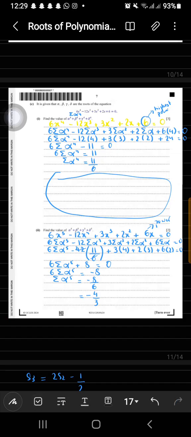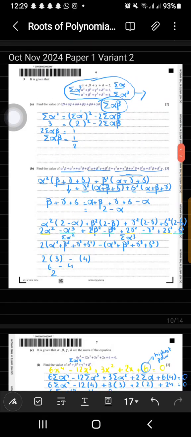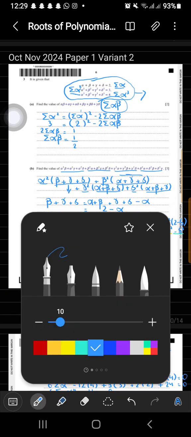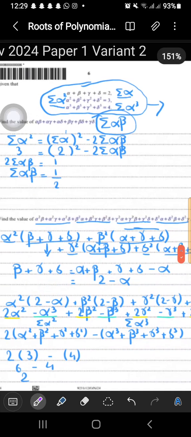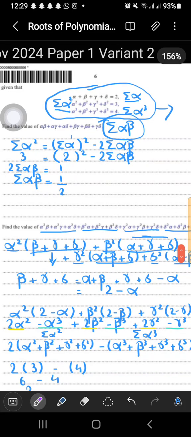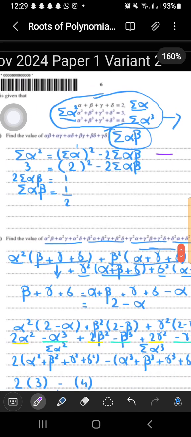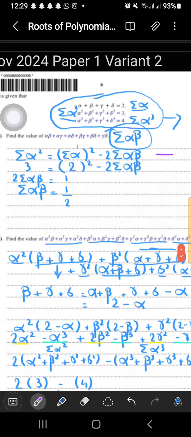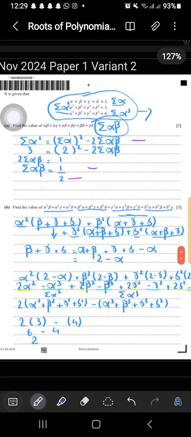Now let's have a look from the start at what we did today in this video. First we applied the formula in the first part: summation of alpha square is equal to the bracket of summation alpha, whole square, minus 2 summation alpha beta. Through inserting the values according to the formula, we got the summation of alpha beta as 1 divided by 2.